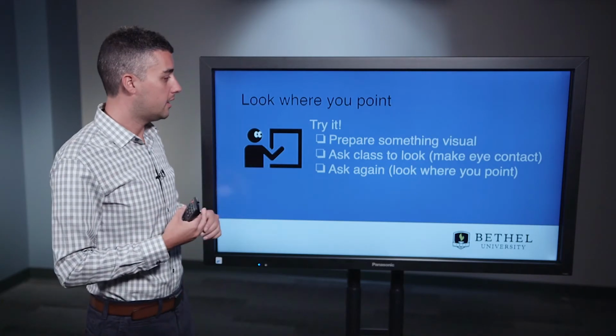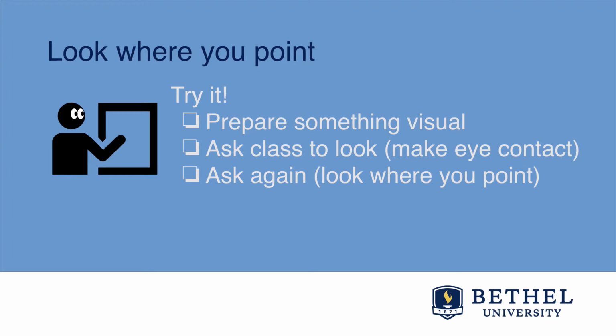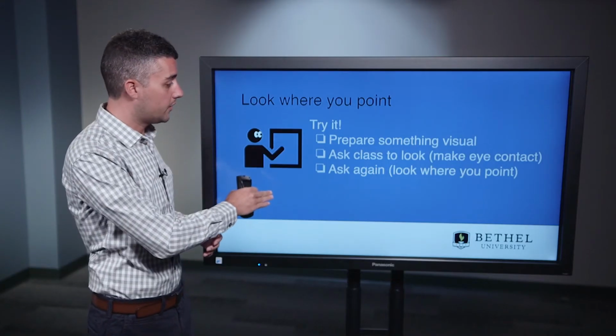So give this a try the next time you have something visually displayed on the board. Go ahead and prepare it ahead of time, then ask the class to look at it 2 times. The first time, ask them to look while maintaining eye contact and see how hard it is for them to look at what's on the board. The second time, ask the class to look while also pointing at the same time.